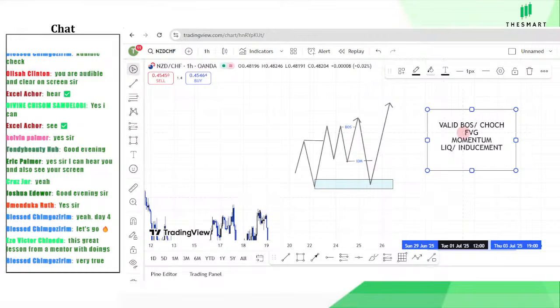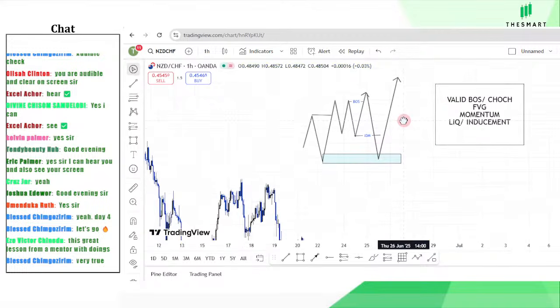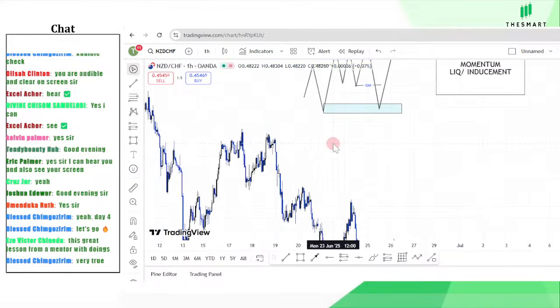So first we said a valid break of structure or change of character. I believe we all know how to get this done, so break of structure and change of character shouldn't be an issue for anyone here. The next one we want to look at is fair value gap. Now, what do we call a fair value gap? Fair value gaps are gaps on the candles, on the chart.